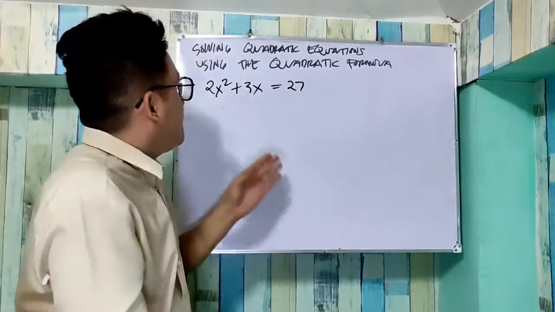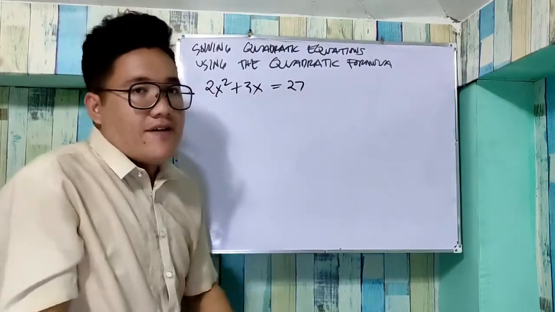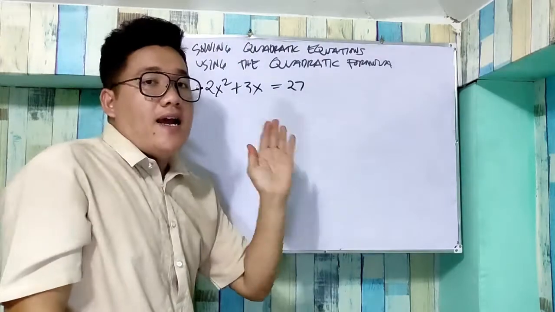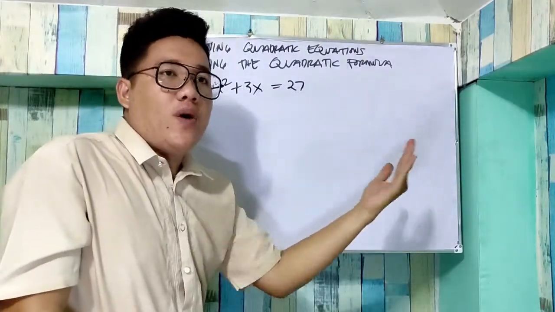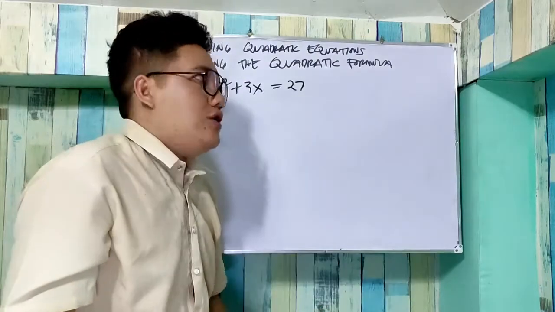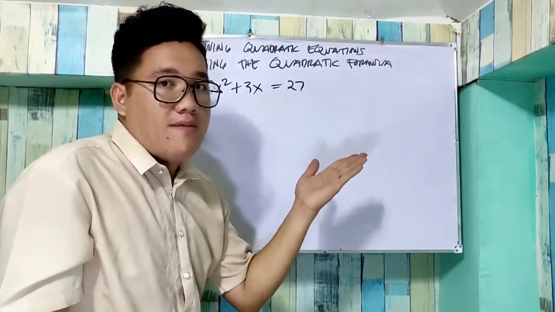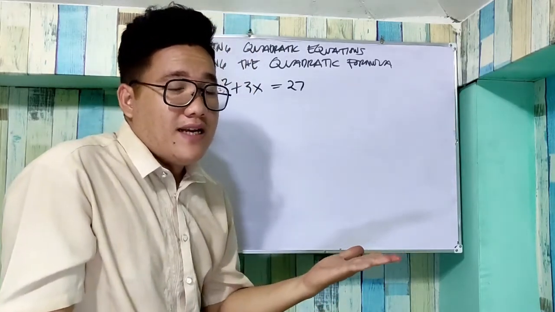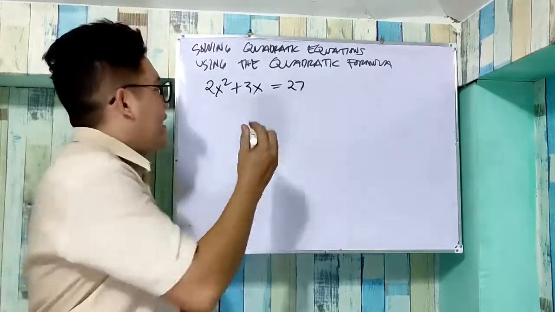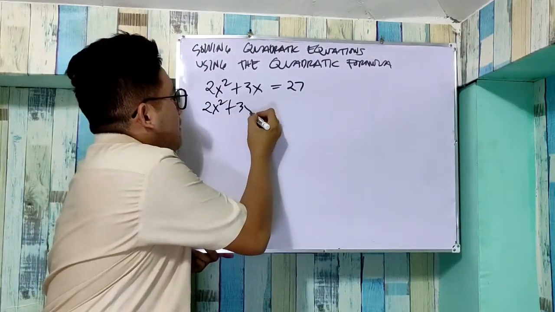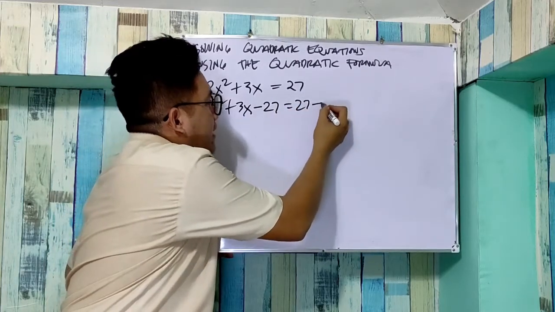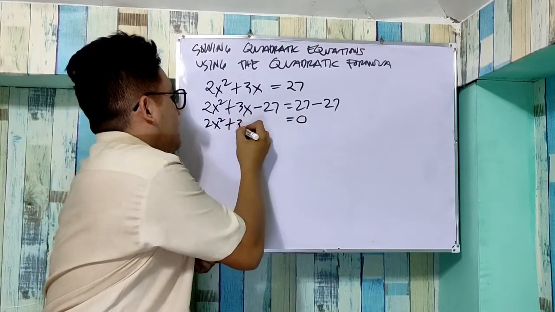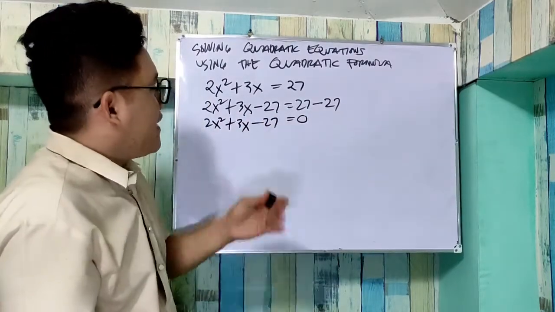Okay, so we have here, my dear students, 2x squared plus 3x is equal to 27. First thing to do, make sure that it is in a standard form. Nasa standard form ba siya? Wala. Kasi ang standard form, dapat 0 ang nasa right part of the equation. Since may 27, we're going to remove 27 by subtract. Since positive 27, maglagay tayo ng negative 27 both sides. So 27 minus 27, that is 0. So we have now the standard form.